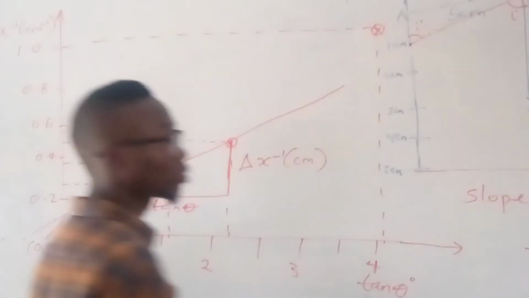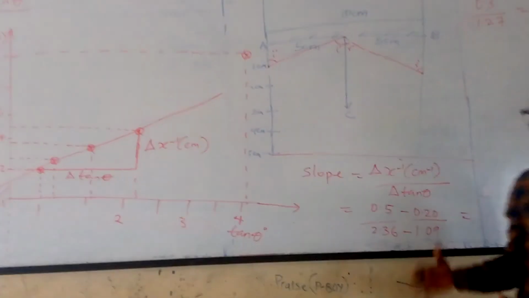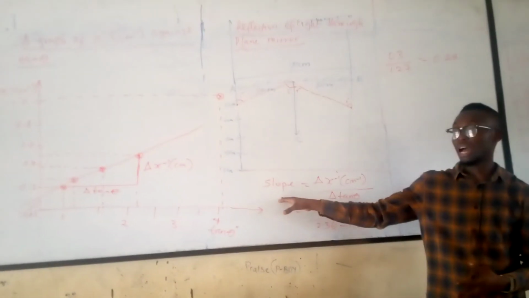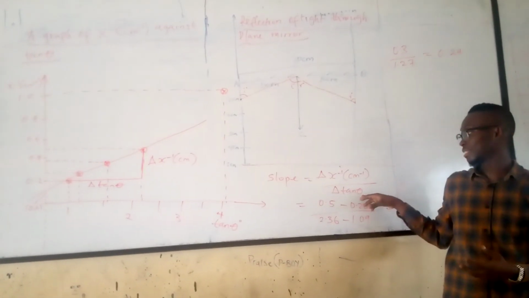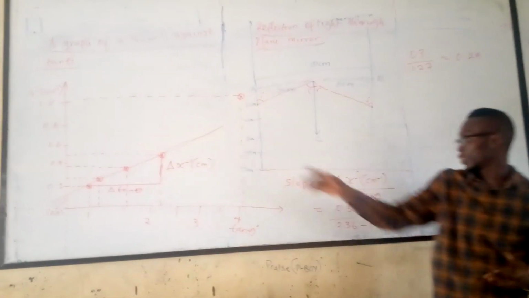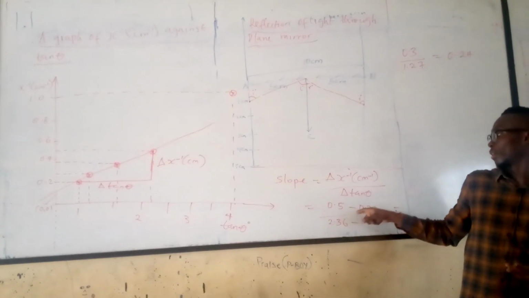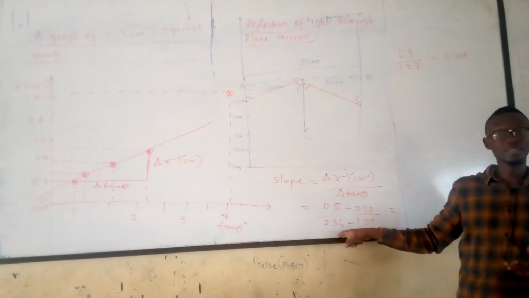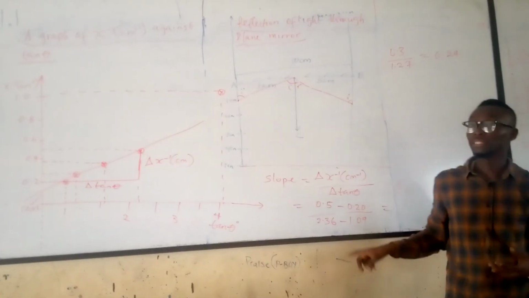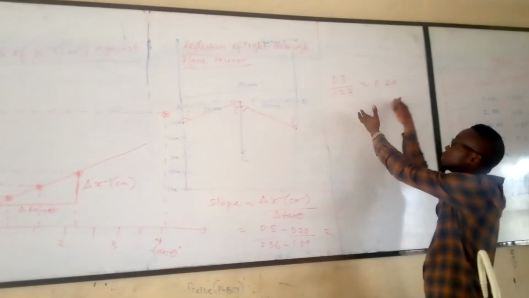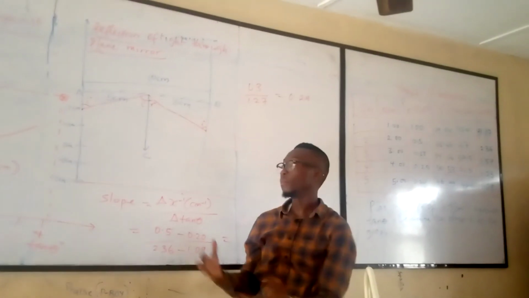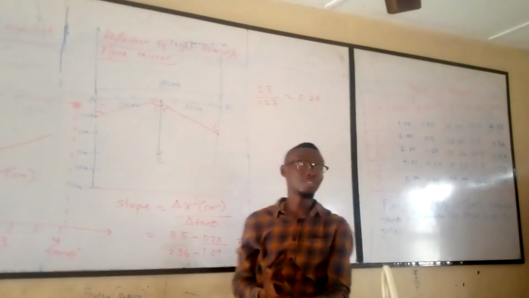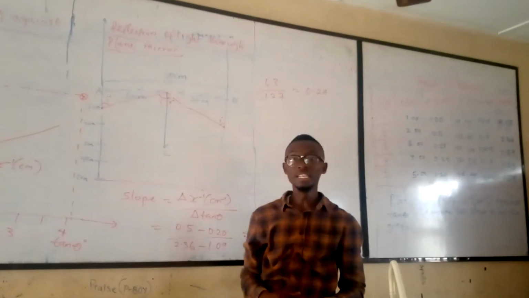In order for us to determine the slope of the graph, the slope is equal to change in x inverse all over change in tan theta. Then from our calculations, we have 0.5 minus 0.2 over 2.36 minus 1.09. We are having our slope to be 0.24. So we have come to the end of this illustration of reflection of light through plane mirrors.